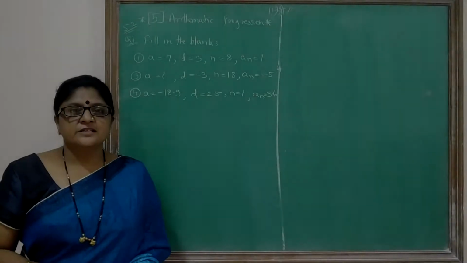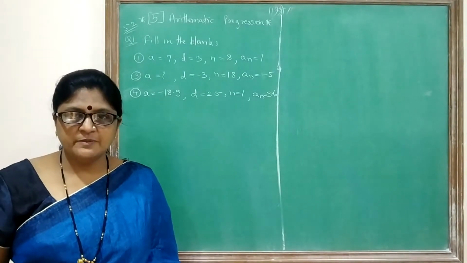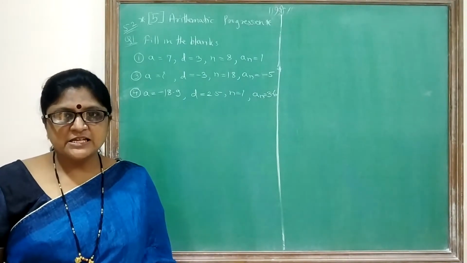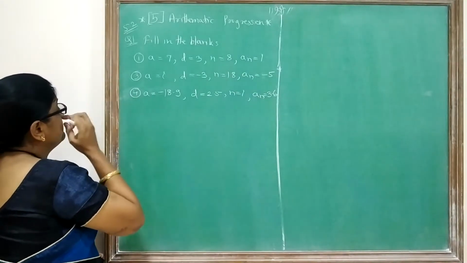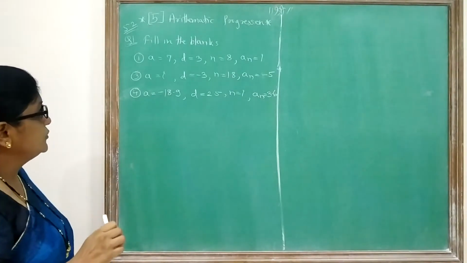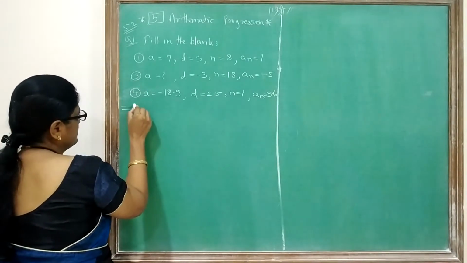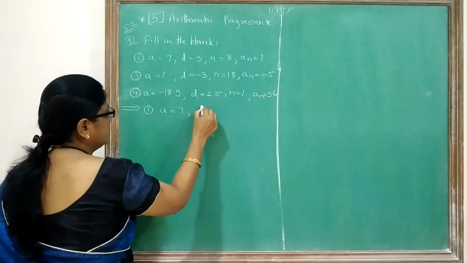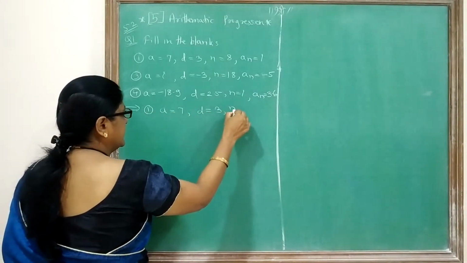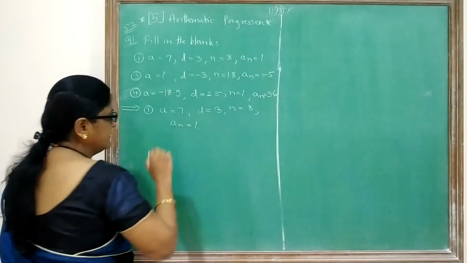Hello students, in the previous lecture we have seen some examples on arithmetic progression, and in this lecture we are going to see new examples, exercise 5.2, question number 1. Then your first question is what? Here a equal to 7 is given, d equal to 3 is given, n equal to 8 is given, and a n is the unknown.